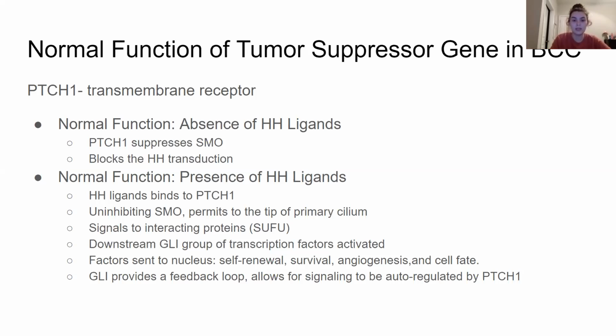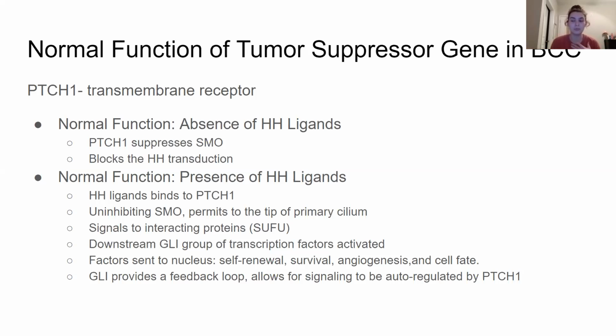And this is where all the GLI group of transcription factors are kept in interacting proteins. One of those is known as suppressor of fused, also abbreviated as SUFU. Once these transcription factors are activated, they are sent to the nucleus where the genes are kept for self-renewal, survival, angiogenesis, and cell fate.